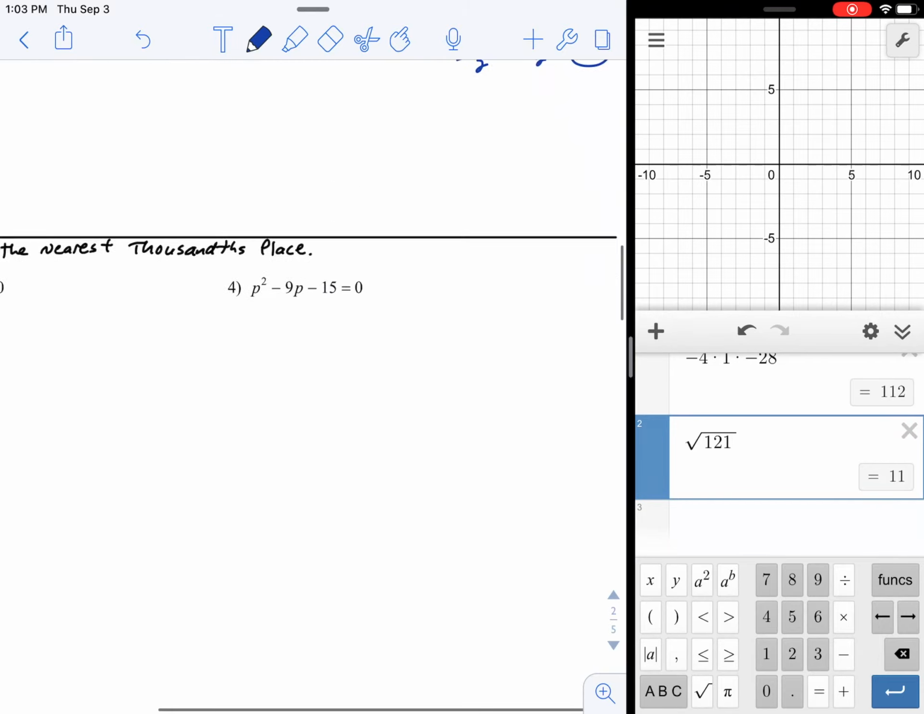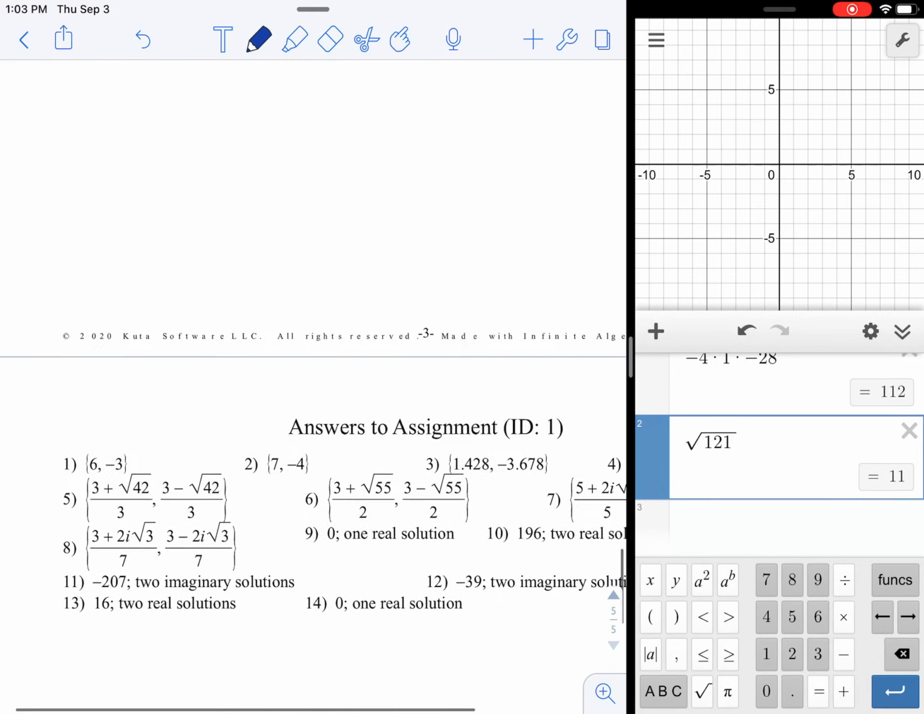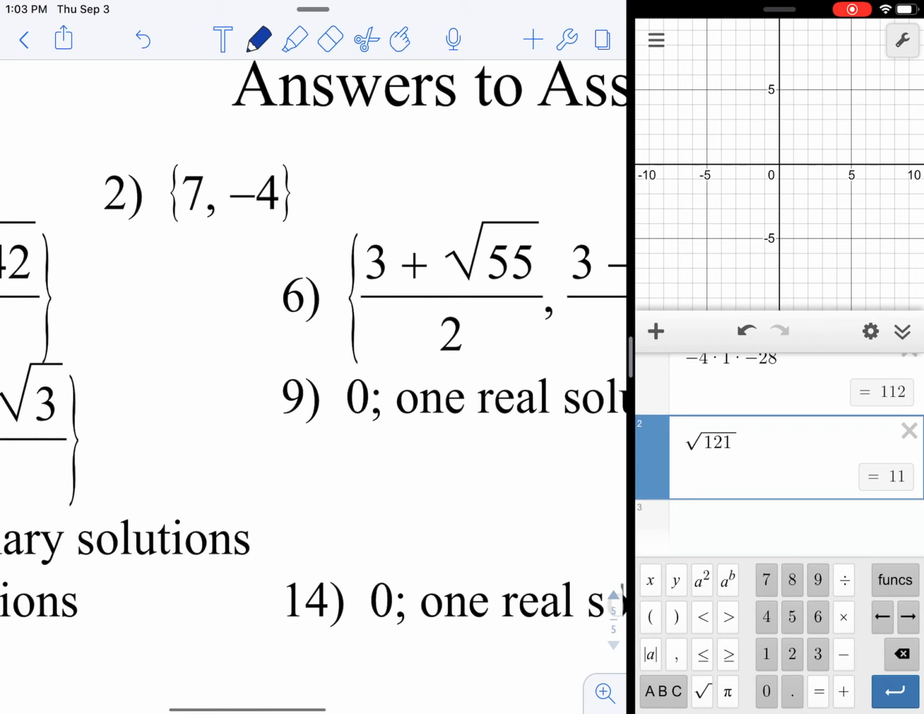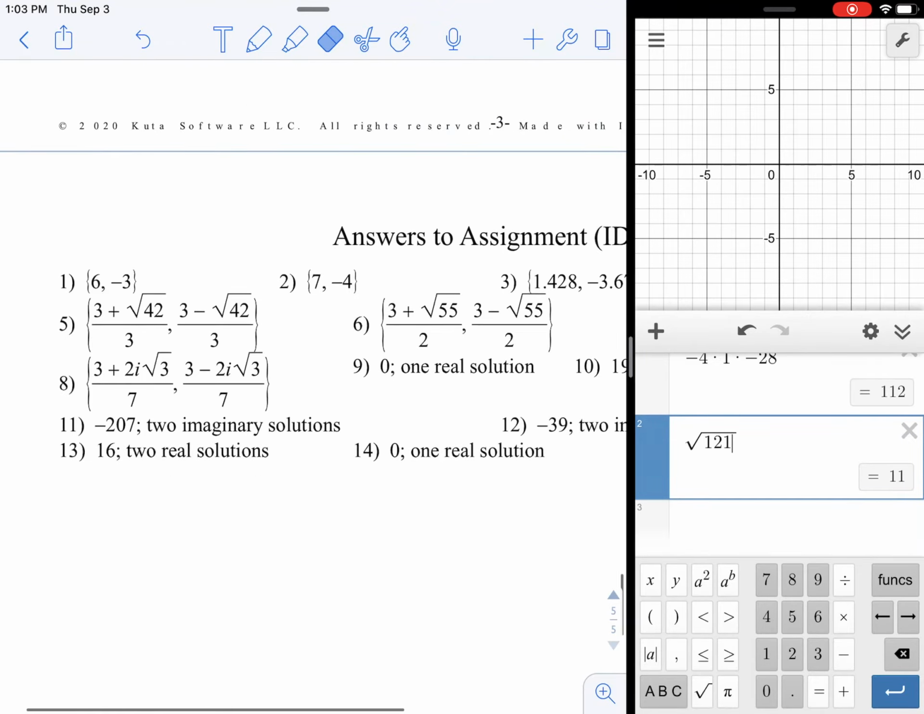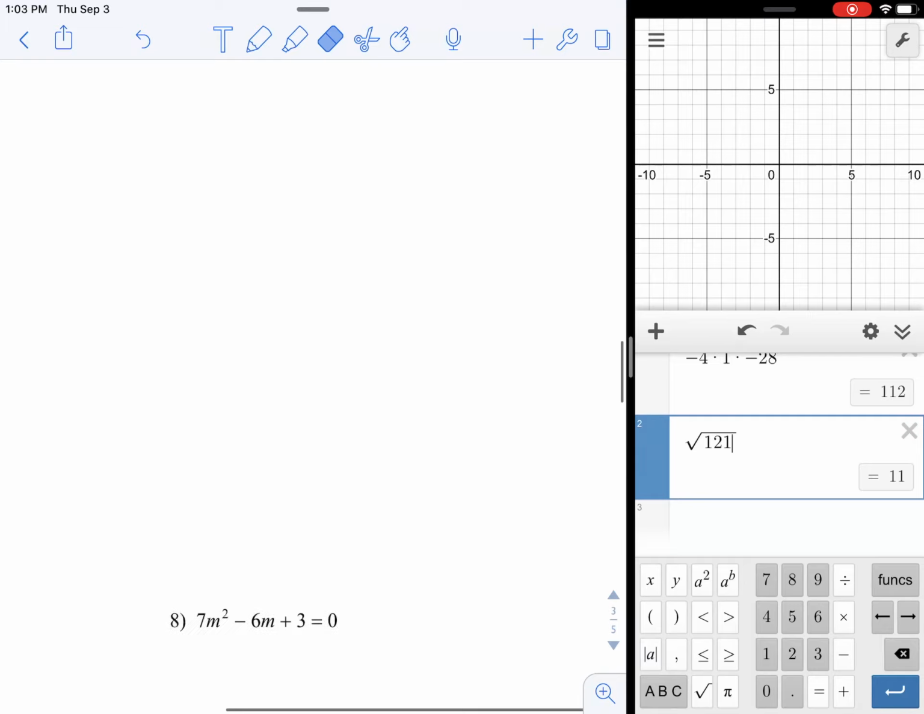All right, let me scroll down to number 2. And there are the answers, 7 and negative 4. This is written with these funny brackets, and the comma there is called set notation. So you'll see answers written like that fairly often. I just circle the answers, no big deal.